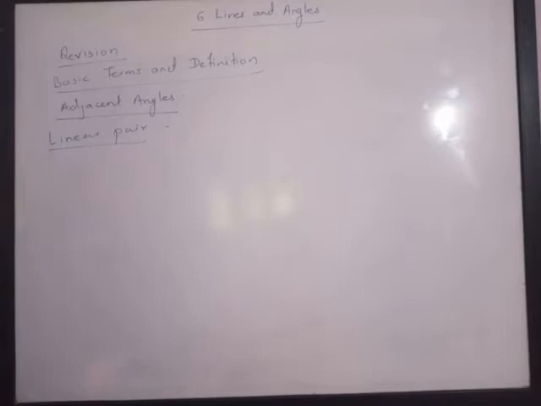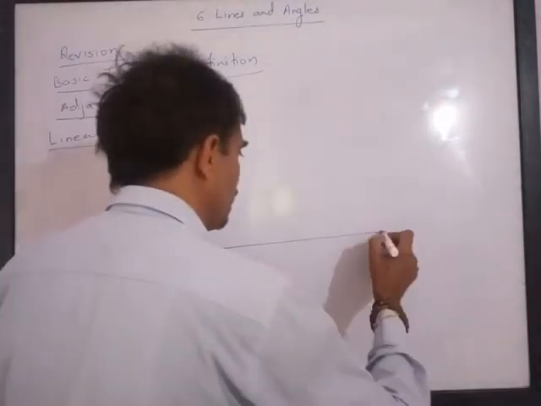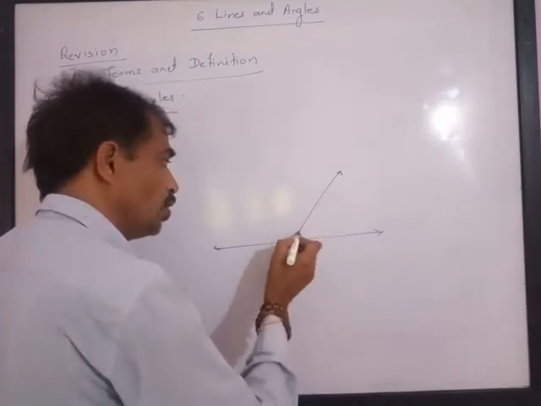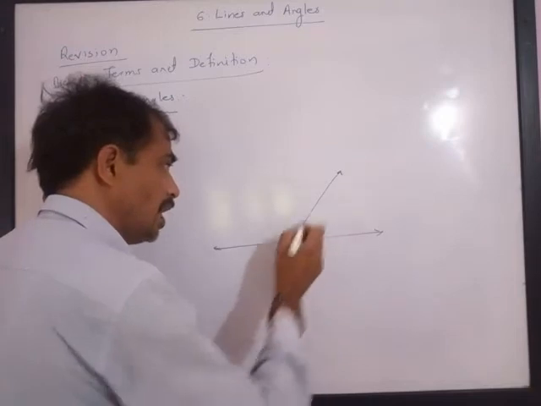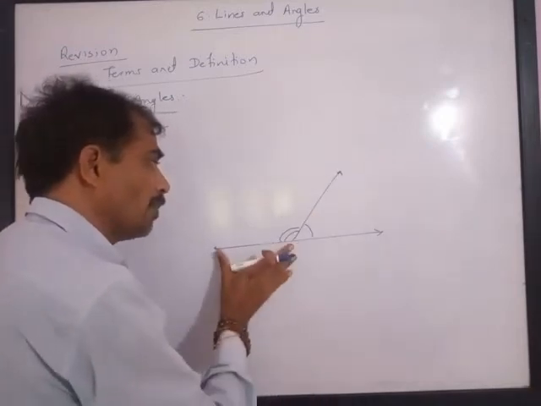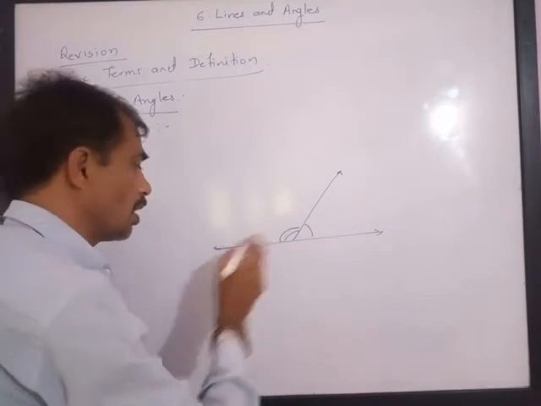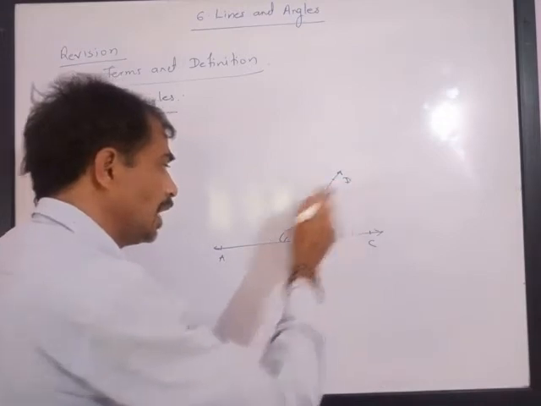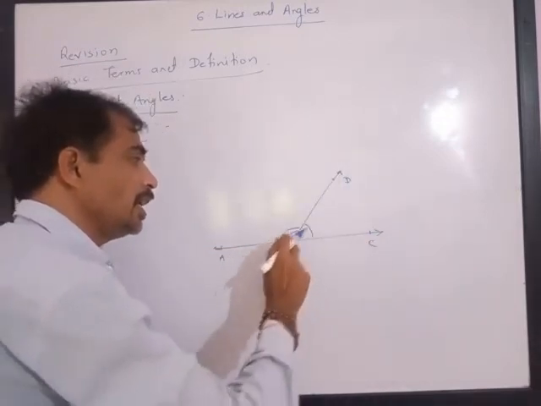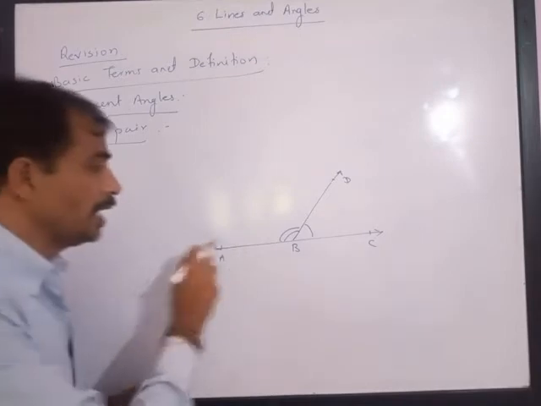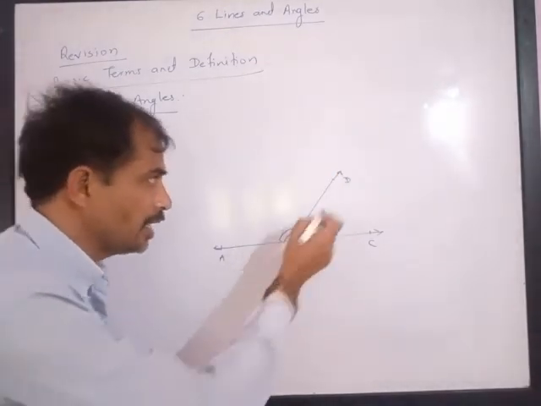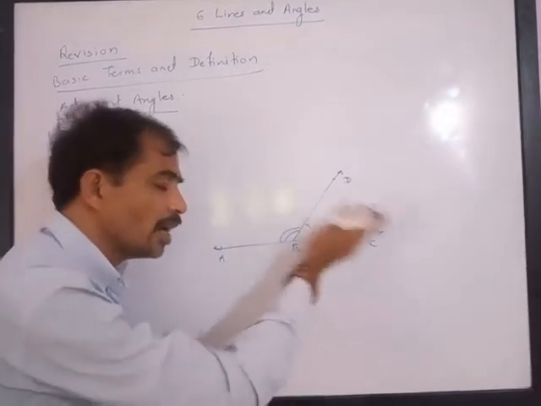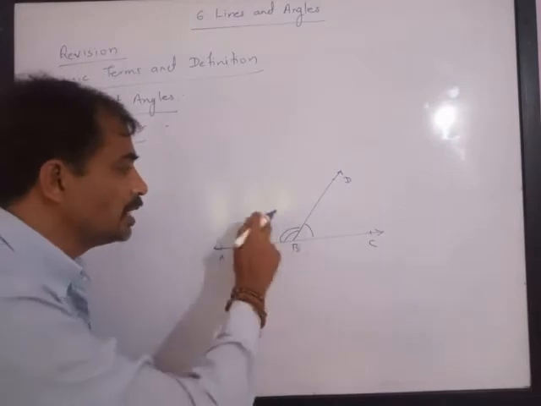Next point is linear pair. Linear pair means these are two angles. Please note, these are two adjacent angles. Again, they have a common arm and non-common arms lie on opposite sides of the common arm. So if this is A, B, C, D, then angle ABD and angle CBD are adjacent angles. The reason is they have a common arm BD and non-common arms AB and BC lie on either side of the common arm. Hence, these two are adjacent angles.